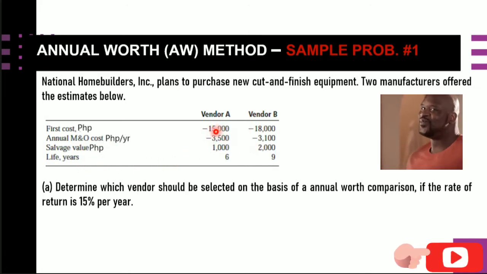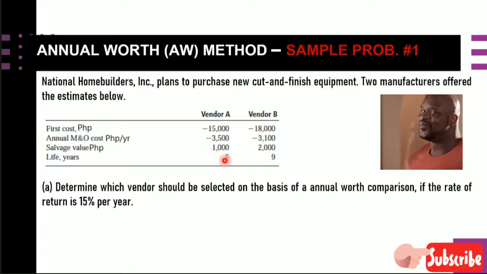So take note that this negative sign is referring now to the cash outflow, meaning in the cash flow diagram this is going downward, because this is a cash outflow. And for the positive value, especially the salvage value, this is positive since this is considered as a cash inflow, or as a revenue. So in the cash flow diagram it is going upward.